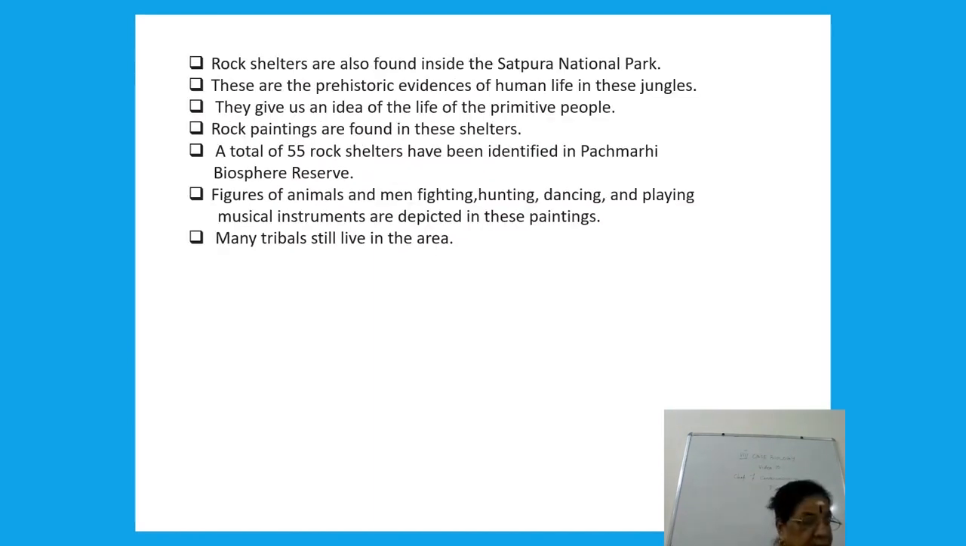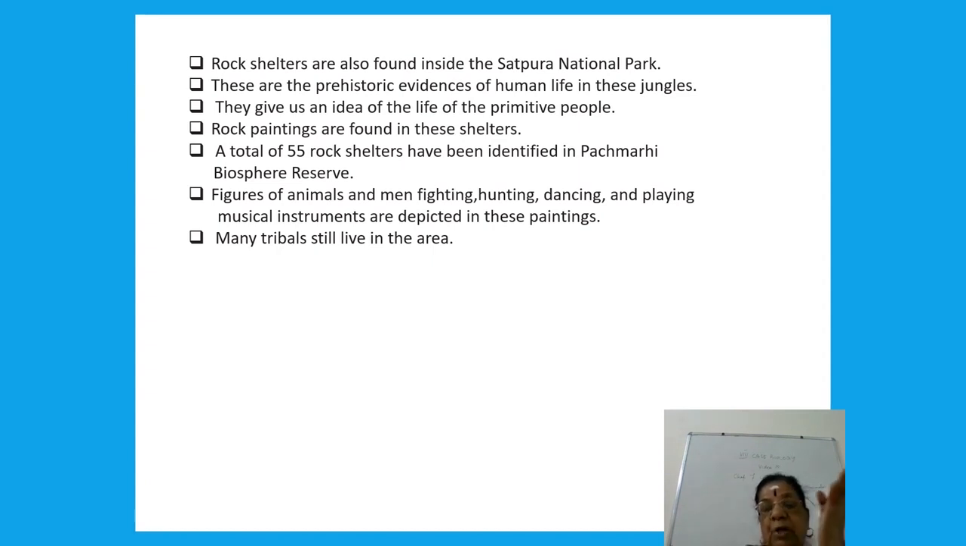The next we should know about, there is a term called rock shelters. இதுவும் important brief answer படிச்சுக்கோ. Rock shelters are found inside the Satpura National Park. These are prehistoric evidences of human life in these jungles. Jungle na forest. சரியா? So these are the prehistoric evidences of human life in these jungles. They give us an idea of the life of primitive people.